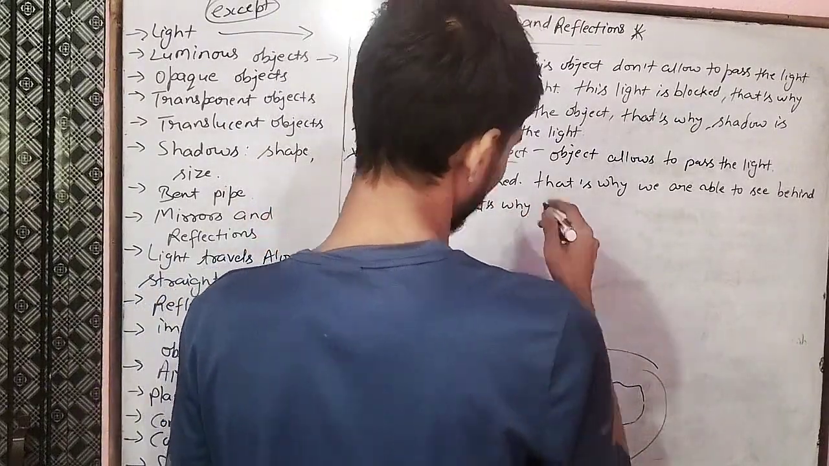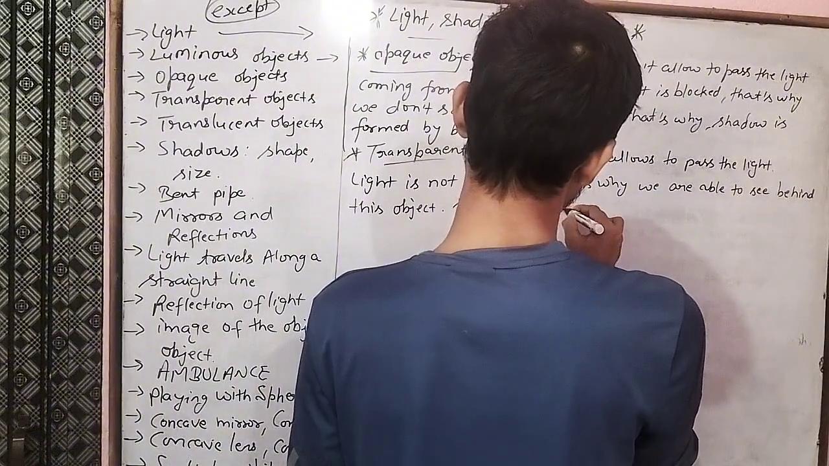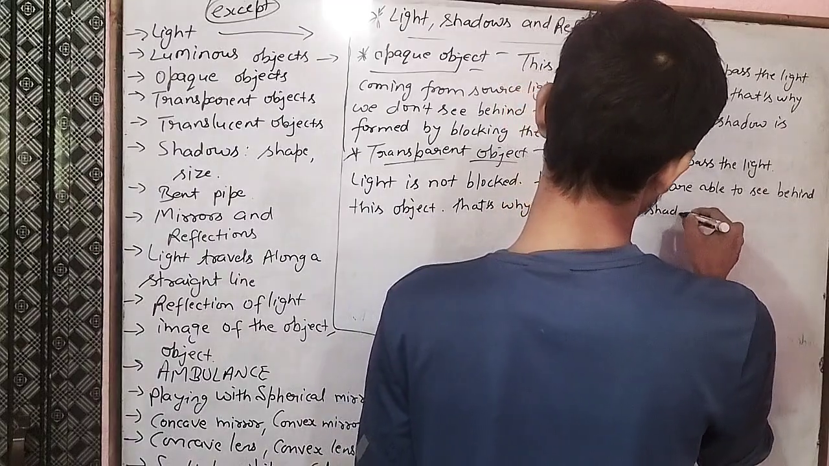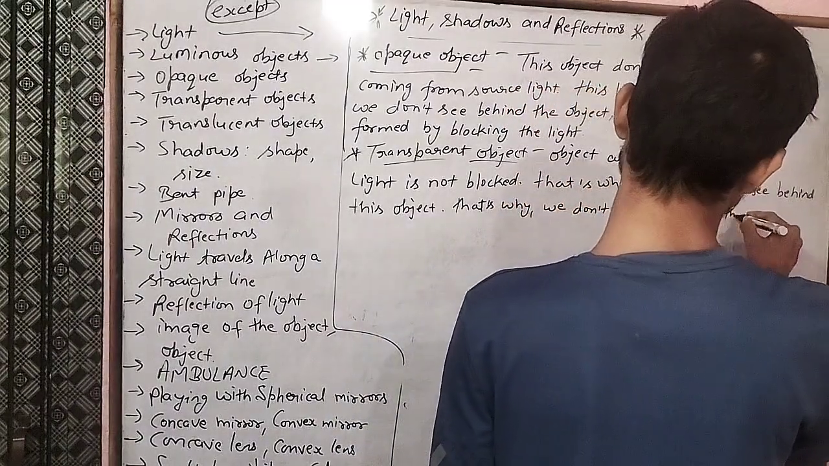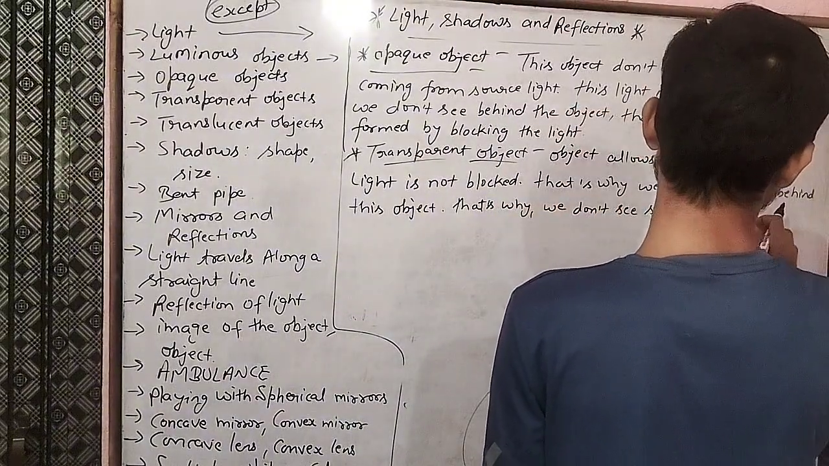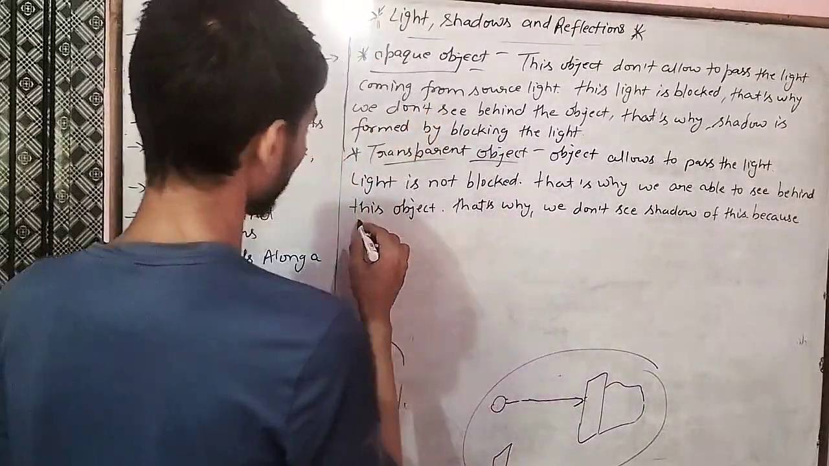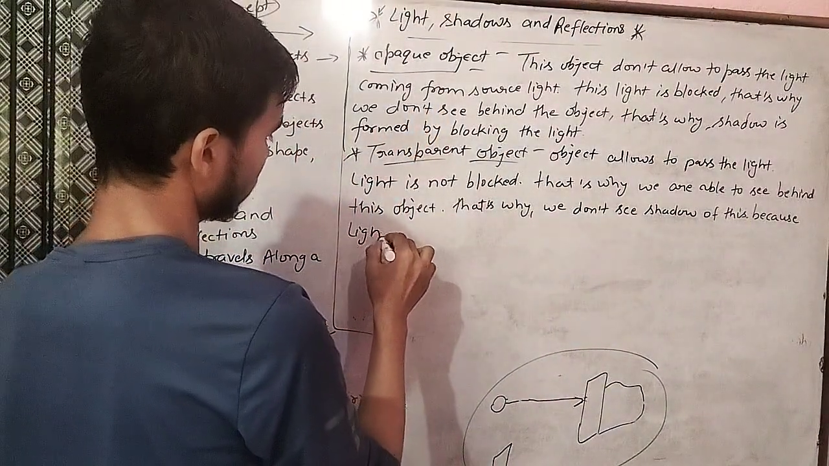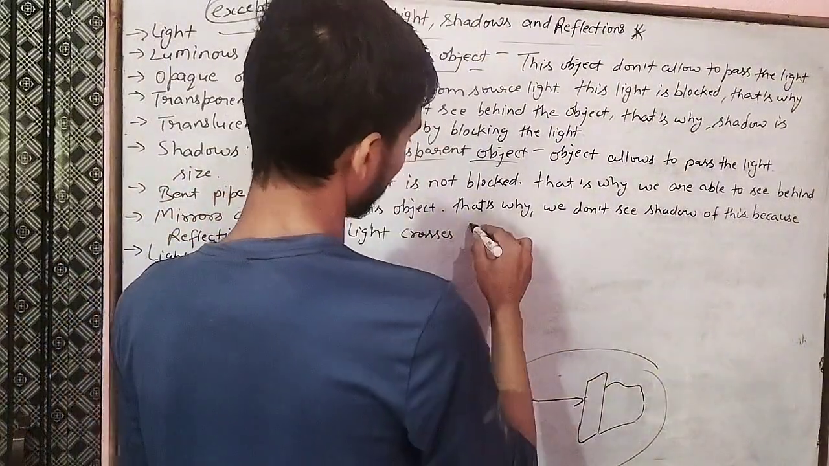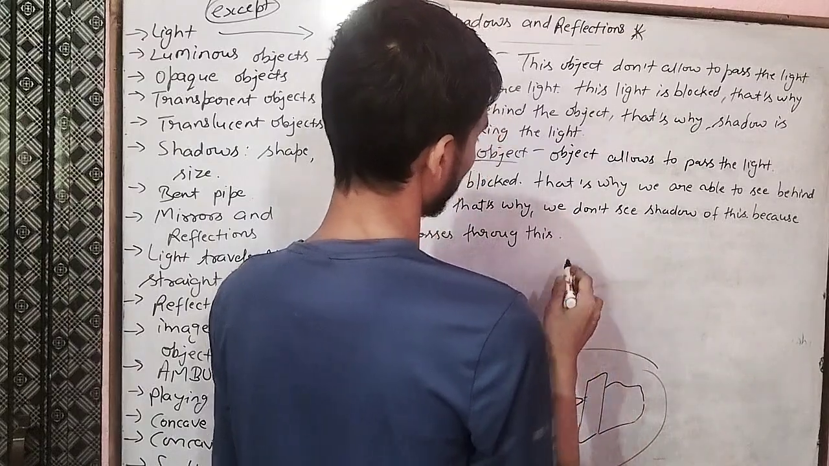That's why we don't see the shadow of this, because light crosses through this object.